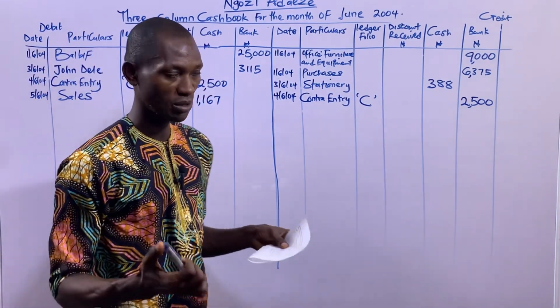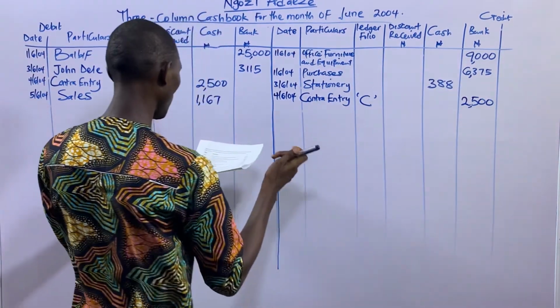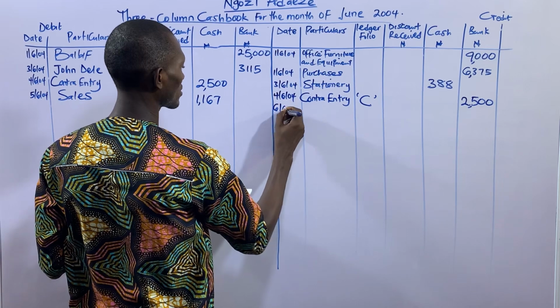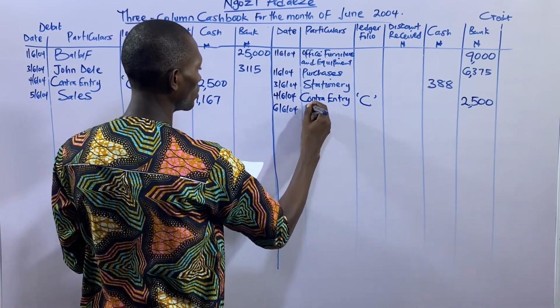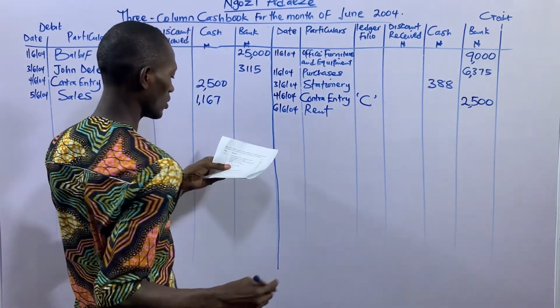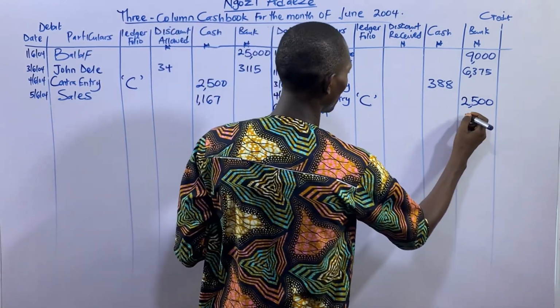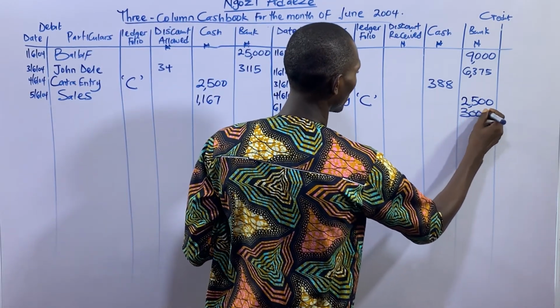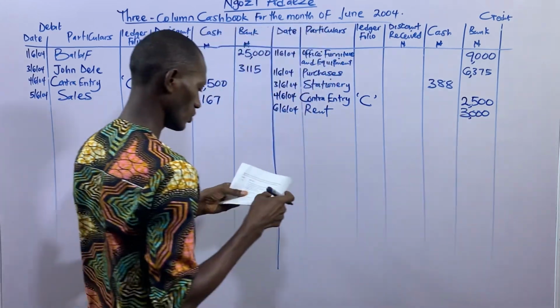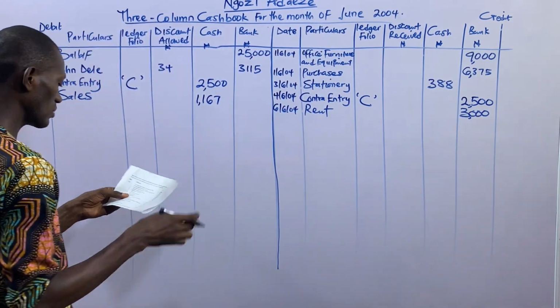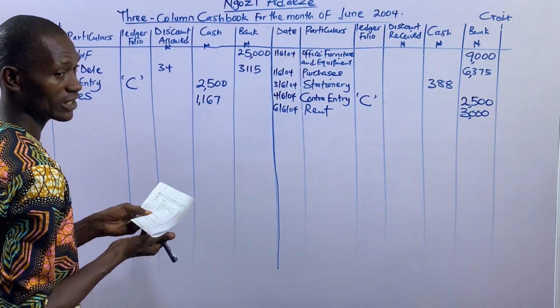And the next, paid 12 months rent by check. So paid now, payment. We credit the cash book. So the date is 6/6/04. What we paid for is actually rent, so that will be the particular. And since it is by check, that's going to be recorded under bank. That's 3,000.